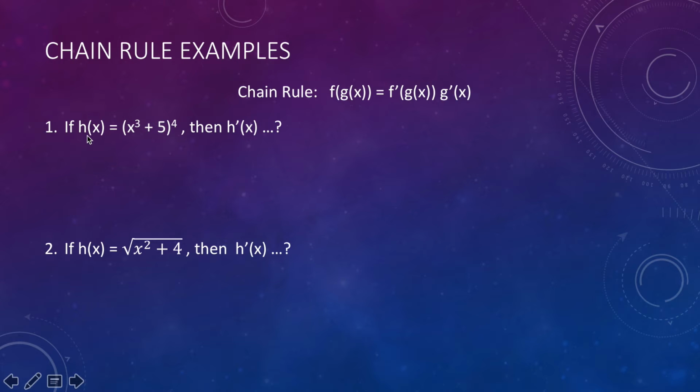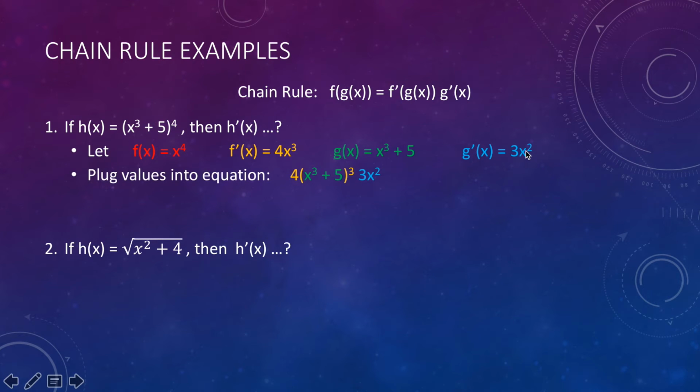So let's say that h of x equals x cubed plus 5 to the power of 4. Then what is the derivative of that? Let f of x equal x to the fourth. It's the outside of the parentheses. F of x equals x to the fourth, and the derivative of that is 4x cubed. G of x equals whatever's inside the parentheses, which is x cubed plus 5. And the derivative of that, using the power rule, is 3x squared.